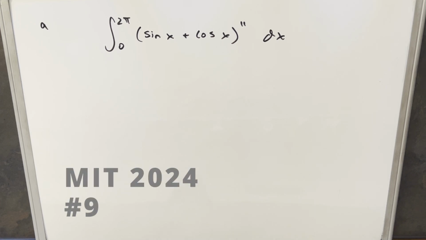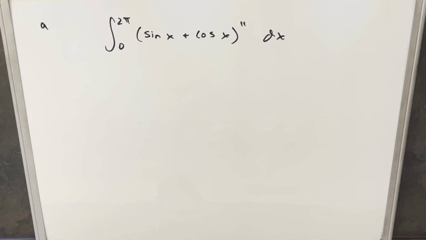Okay, we have to take another integral from the MIT Integration Bee from 2024, problem 9. We have the integral from 0 to 2 pi of (sine x plus cosine x) to the 11th dx. I thought this one was really interesting because I've done a few like this, but this one's a little bit different. It covers a case that I haven't done yet.